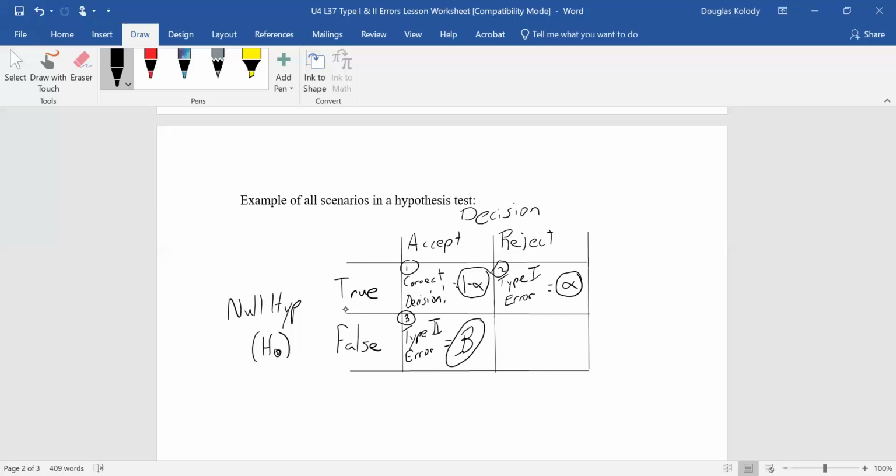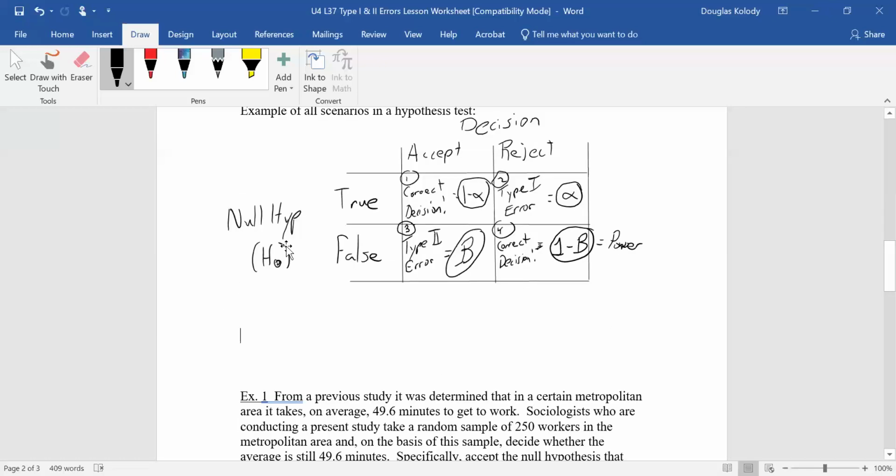And last but not least, what if the null hypothesis is false and we reject it? Congratulations, it was false and you rejected it. You've made a correct decision. Yay. And the probability of that happening is 1 minus beta. And 1 minus beta is actually referred to as the power of a hypothesis test. There are intermediate college stat courses that go very deeply into the power of a hypothesis test. The length that we're going to go into it is right there.